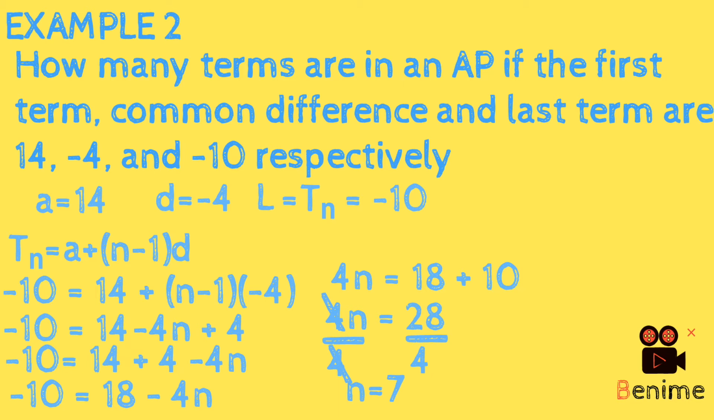Let's take example 3. The 5th and 10th term of an AP are minus 15 and minus 45 respectively. Find the first term and common difference. So let's take the solution. Now they're giving us the 5th term, T5, as minus 15, and also giving us the 10th term, T10, as minus 45.